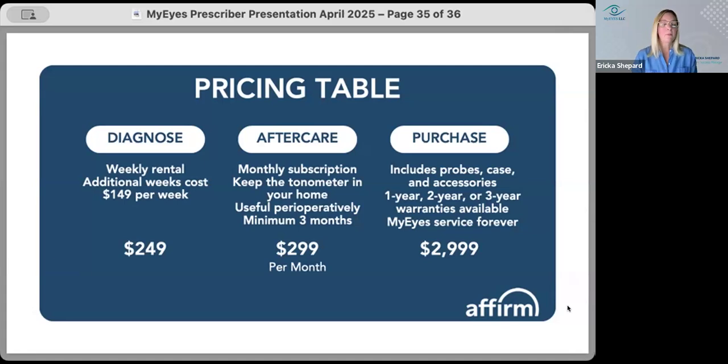It's a monthly subscription that's $299 a month, with a minimum of 3 months. So you can use it before, during, and after surgery or any type of procedure, and the patient can keep it in their home for that time. The purchase includes everything the patient needs to get going. Warranties are available, and that's $29.99.